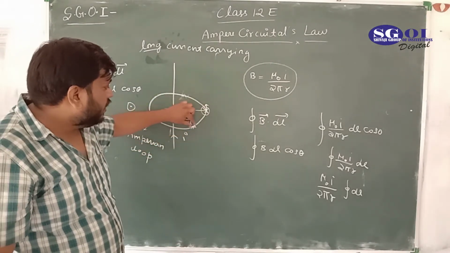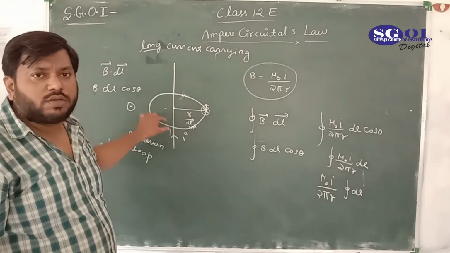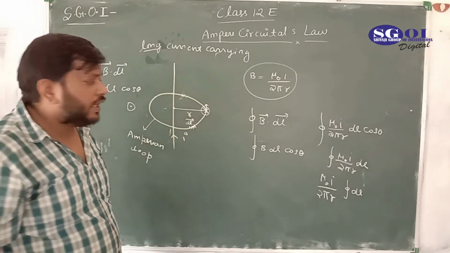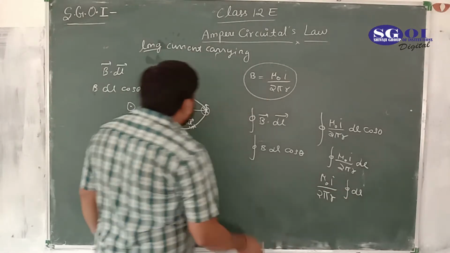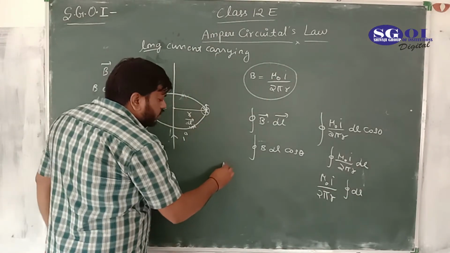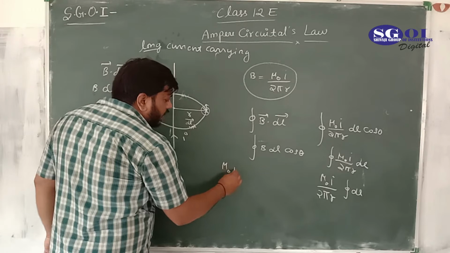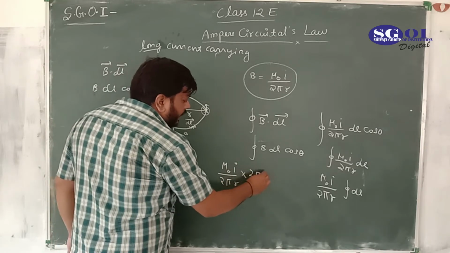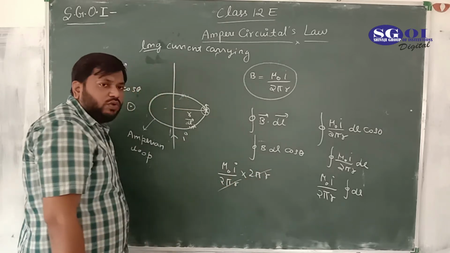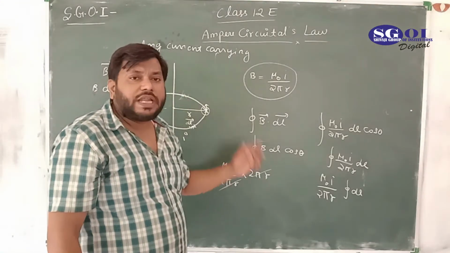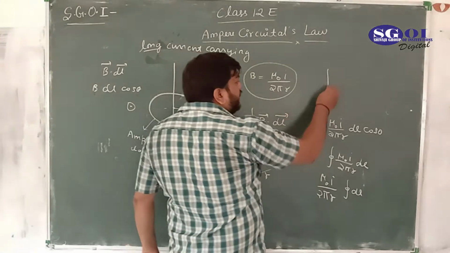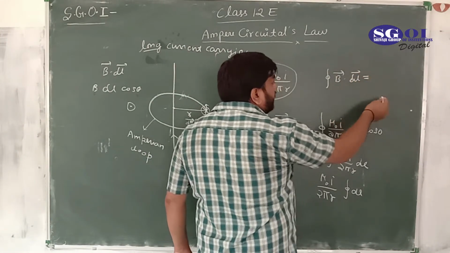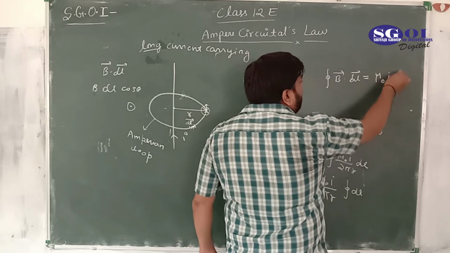So what is the continuous sum of all the dl elements? It is the circumference of this current loop, and the circumference of a loop of radius r is 2 pi r. So it would be mu naught I upon 2 pi r into 2 pi r. The 2 pi r and 2 pi r cancel out. So finally what we get? Mu naught times I. So we have proved that the integration of B dot dl is equal to mu naught times I.